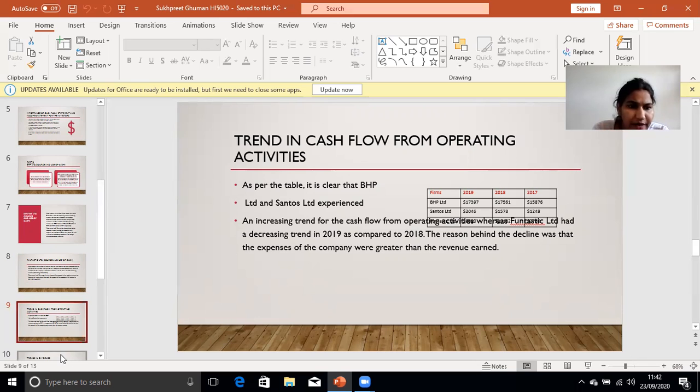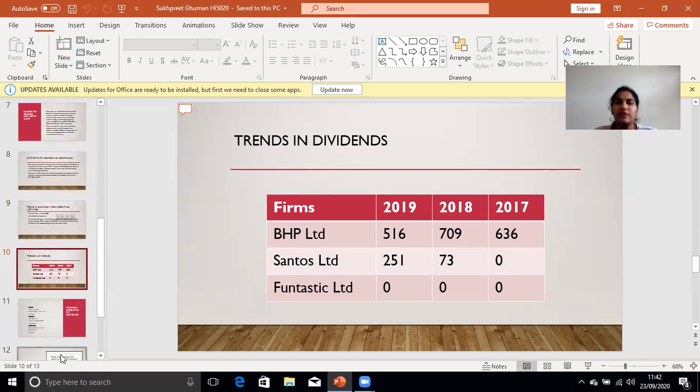After that, my next slide will be about the trends in dividends, for three firms: BHP Limited, Santosh Limited, and Fantastic Limited. BHP Limited has a decreasing trend in 2019 as compared to 2018 and 2017, and Santosh Limited has had an increasing trend in 2019 as compared to 2018 or 2017.